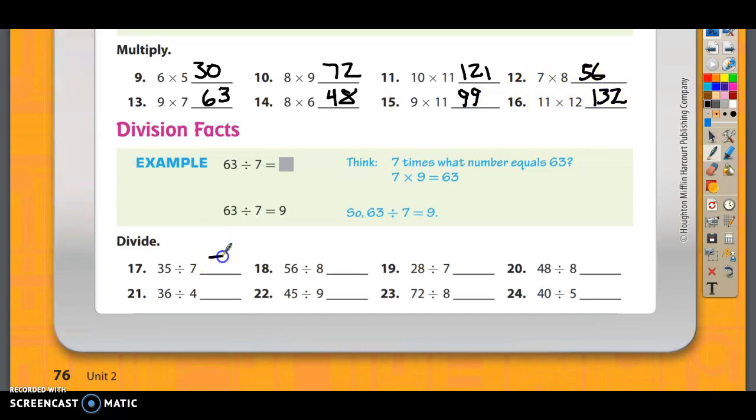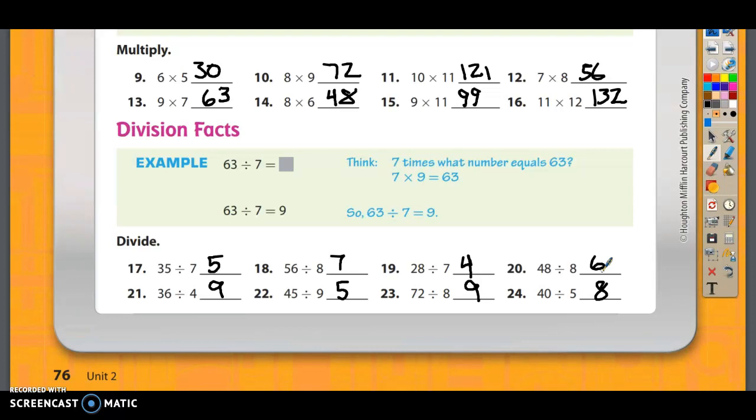35 divided by 7 is 5. 56 divided by 8 is 7. 28 divided by 7 is 4. 48 divided by 8 is 6. 36 divided by 4 is 9. 45 divided by 9 is 5. 72 divided by 8 is 9. And 40 divided by 5 is 8.